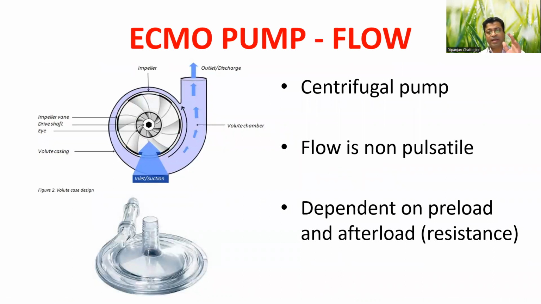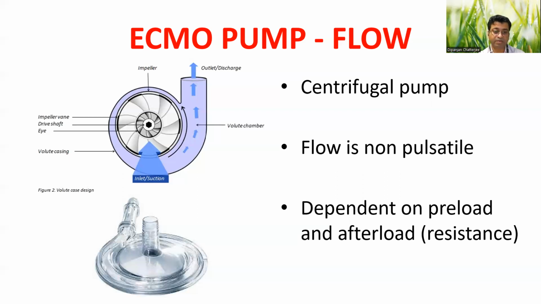Another important thing is that the ECMO pump flow in the centrifugal pump is dependent on the preload and afterload. It's a non-pulsatile flow, unlike the pulsatile flow of the normal physiological heart, and it is dependent on the preload and afterload. Preload means the volume of blood in the patient. Suppose the patient has a sudden reduction in blood volume, or the patient is passing an increased amount of urine, or the patient has a hemorrhage, then the ECMO flow will come down.